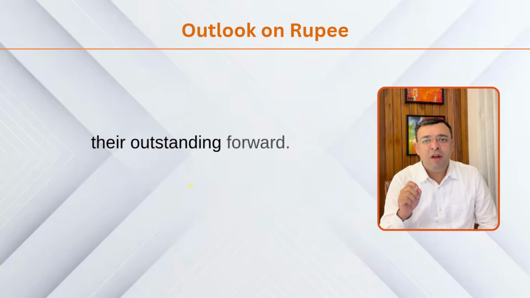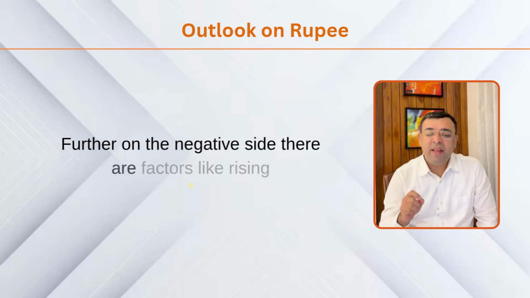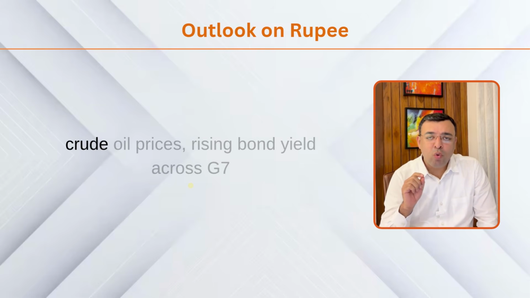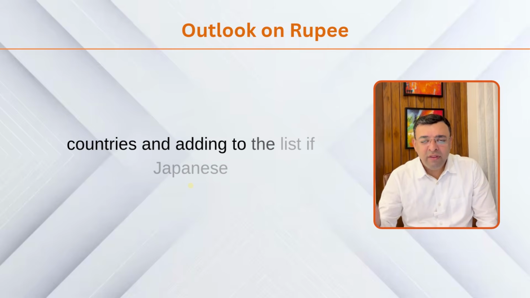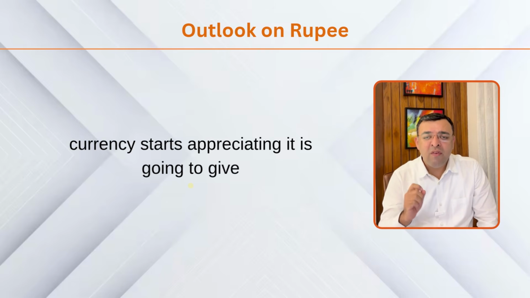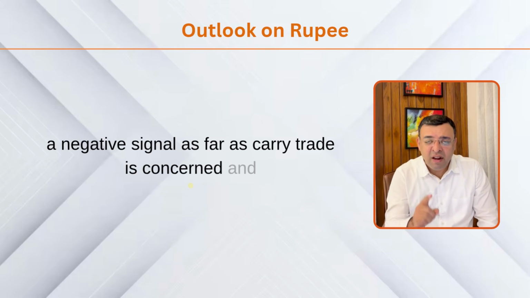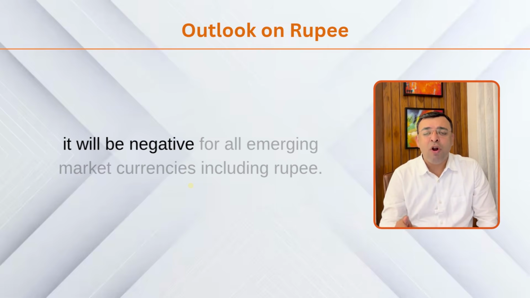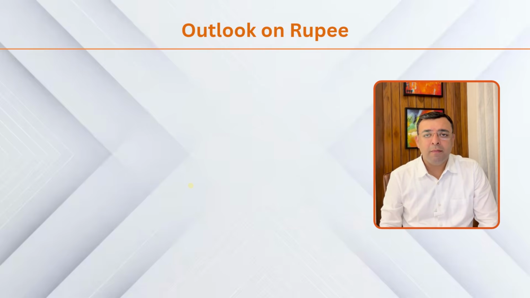Further, on the negative side, there are factors like rising crude oil prices and rising bond yield across G7 countries. Adding to the list, if the Japanese currency starts appreciating, it is going to give a negative signal as far as carry trade is concerned, and it will be negative for all emerging market currencies, including rupee.